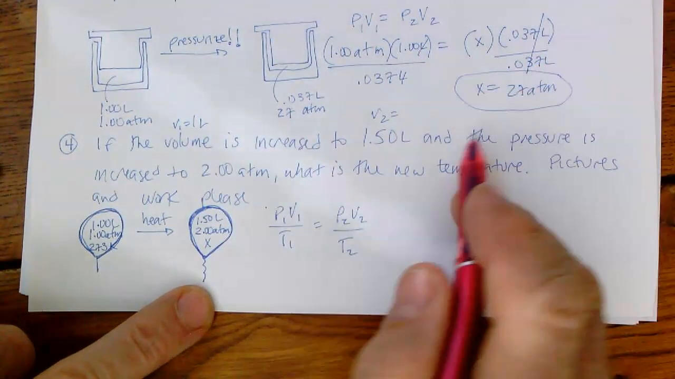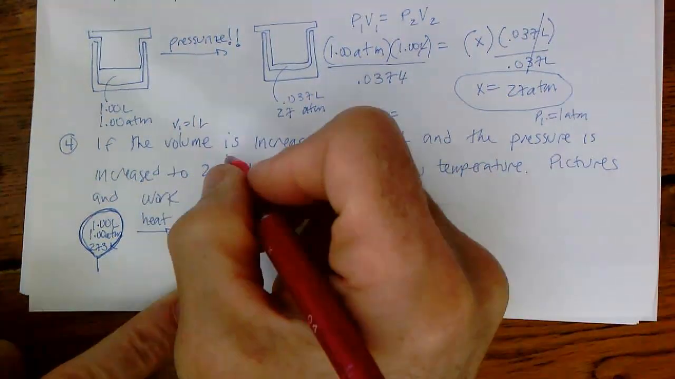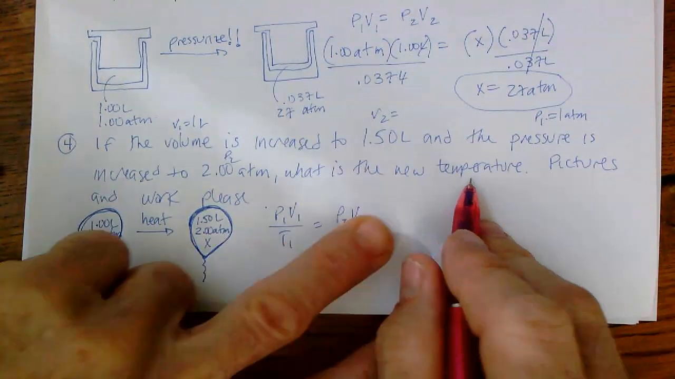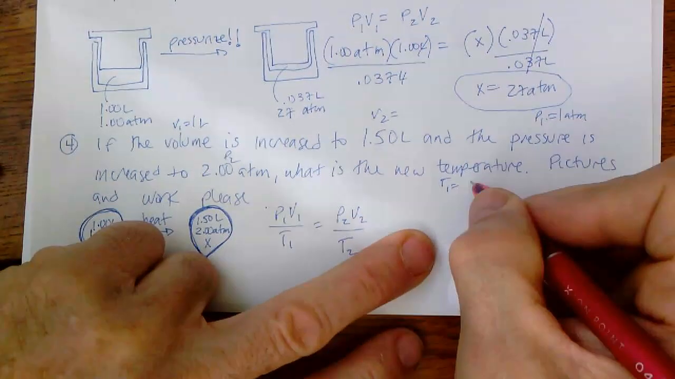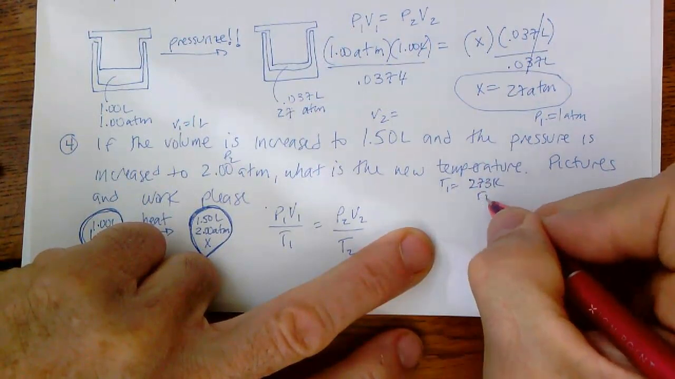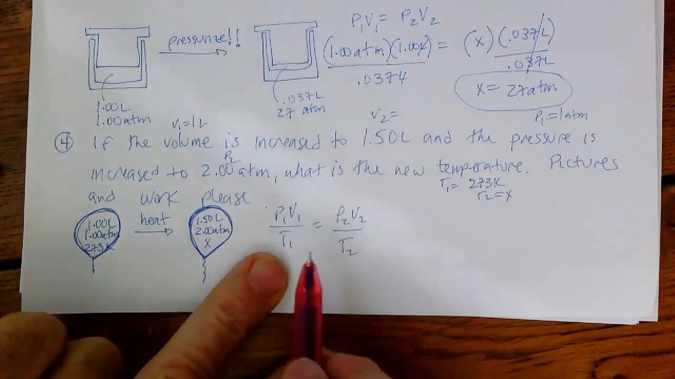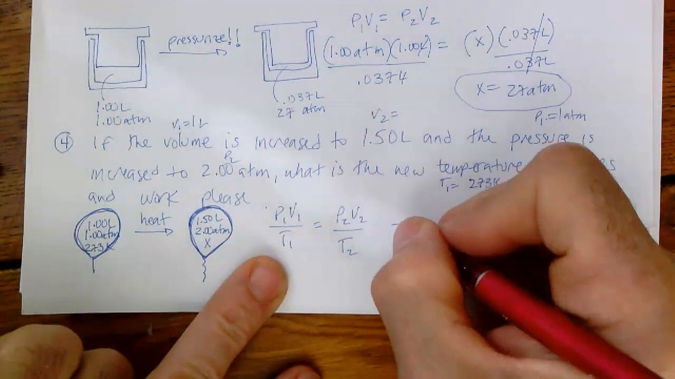V2 is 1.5 liters. P1 is 1 atmosphere. P2 is 2 atmospheres. T1 is 0 Celsius, but I'm going to write 273 Kelvin. T2 equals X. We have 6 variables, 5 of which we know, so let's plug in. It seems like a lot, but it's not that bad.